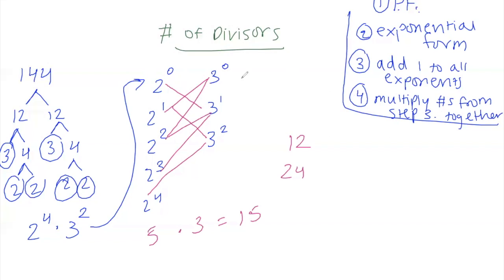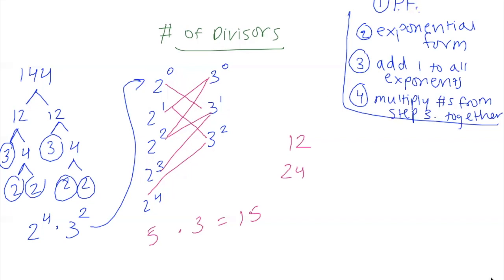So if you don't really understand the reasoning I explained right here, don't worry, because Mathcounts or any math competition will never test your proofs or your understanding or reasoning behind approaching a problem a certain way. So these are just the steps that you should memorize. 1, prime factor. 2, exponential form. 3, add 1 to all exponents. 4, multiply the numbers together from step 3.